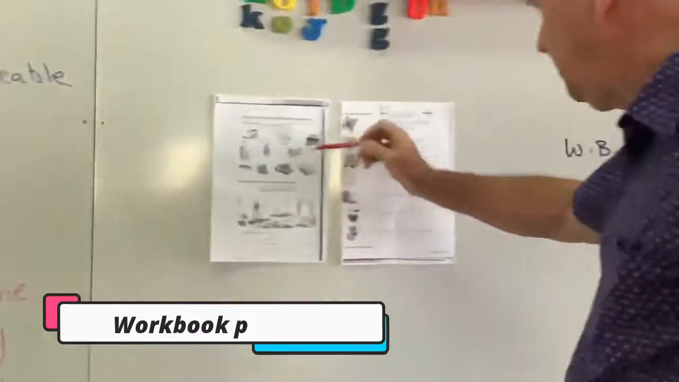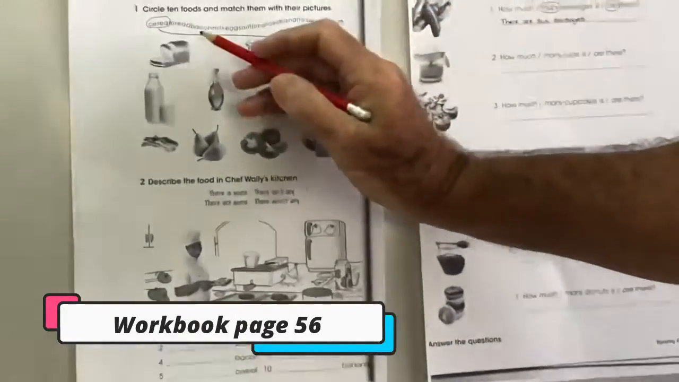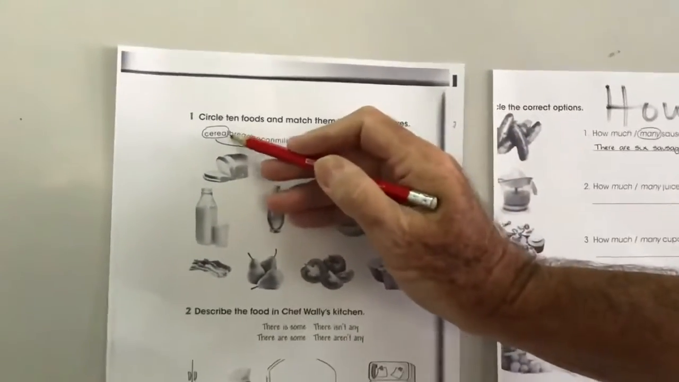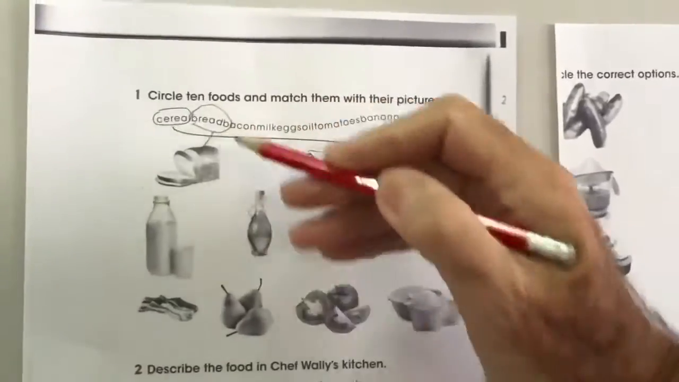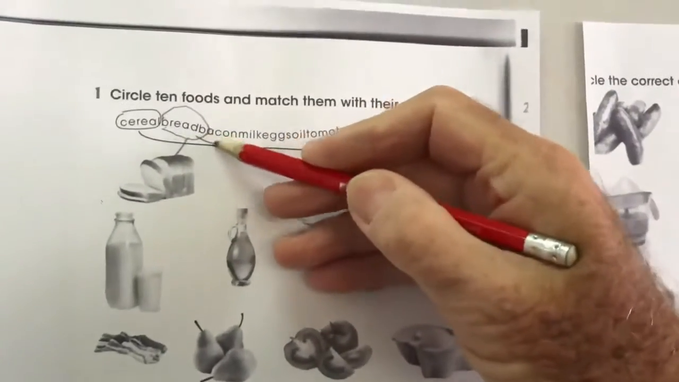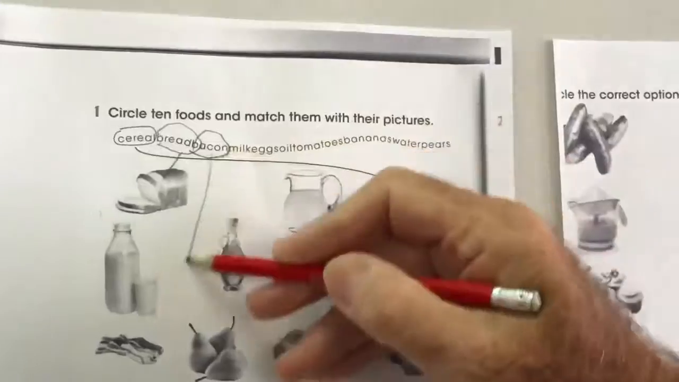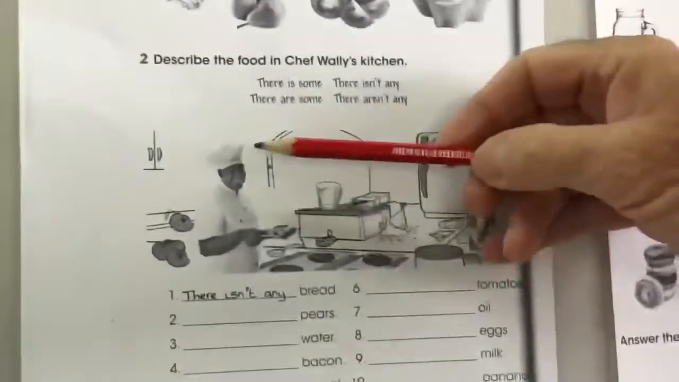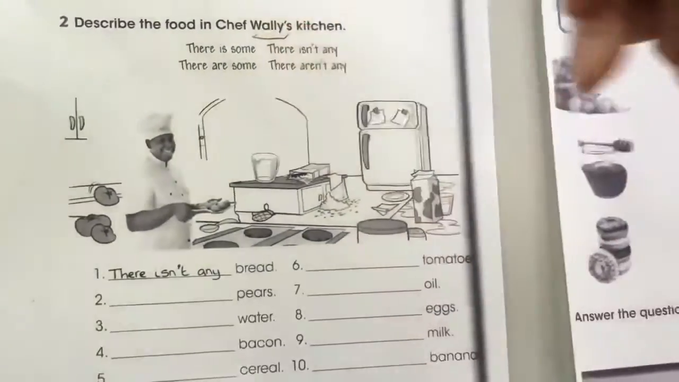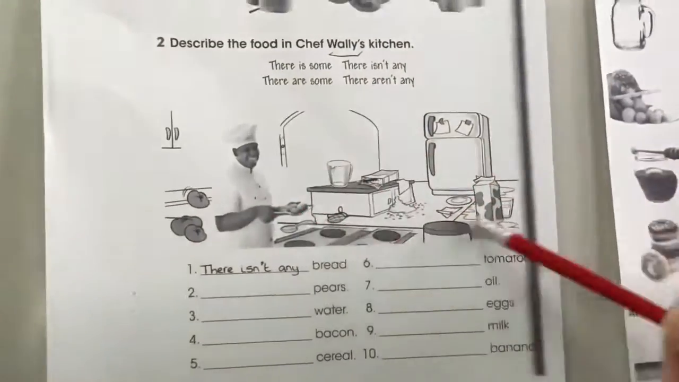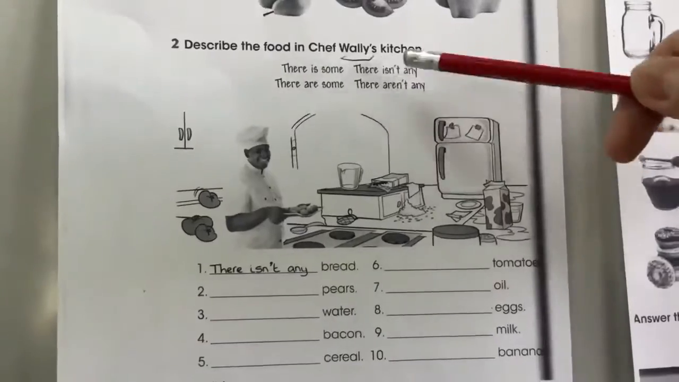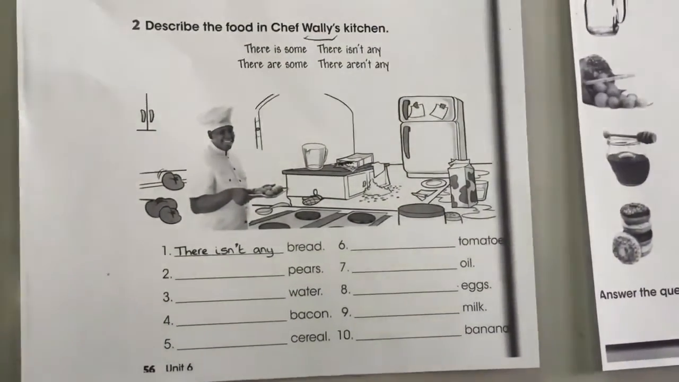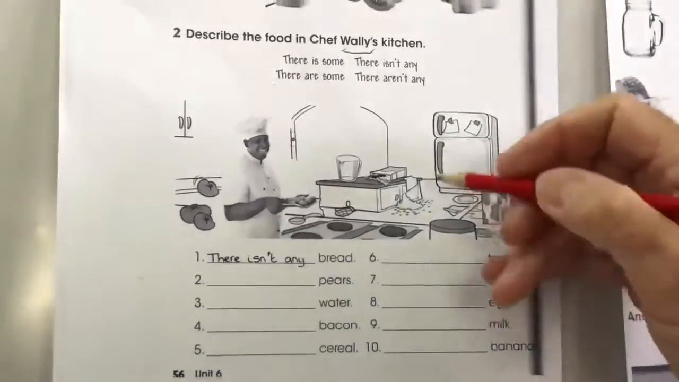Okay, first of all, page 56. At the top here, just identify the food. There's the cereal, here's the bread, there's the bread. Here we've got the bacon, and so on. Okay, and then here, look, for number 2, we've got the chef. The chef's name is Wally. And look what he's got in his kitchen, and we're going to use these. So, to get the right one, we must know what is countable, uncountable. Well, let's have a look.